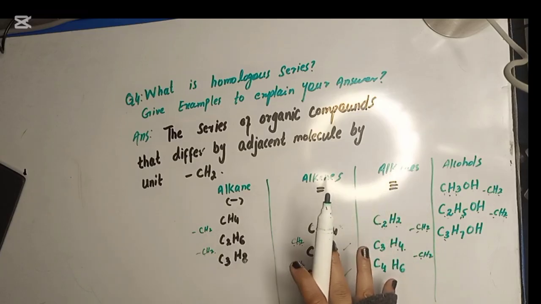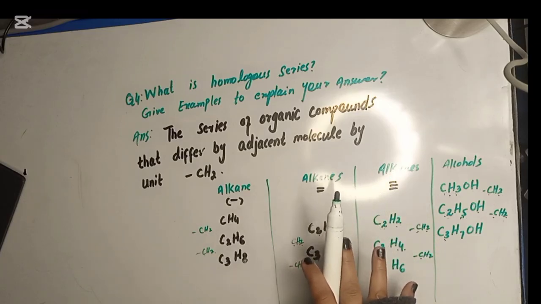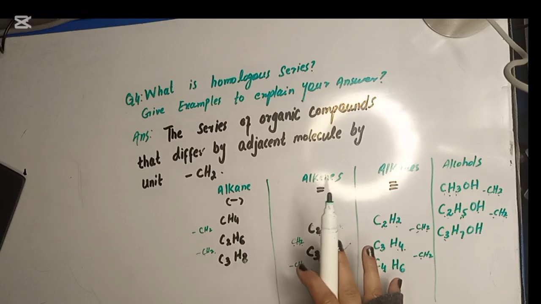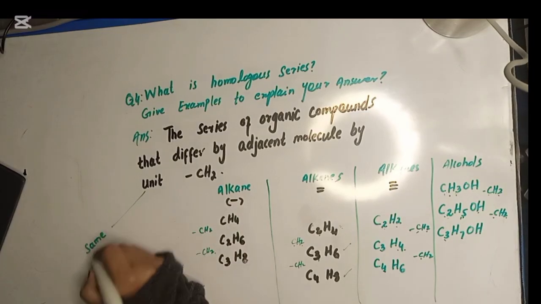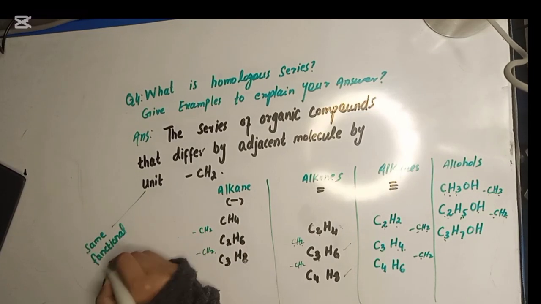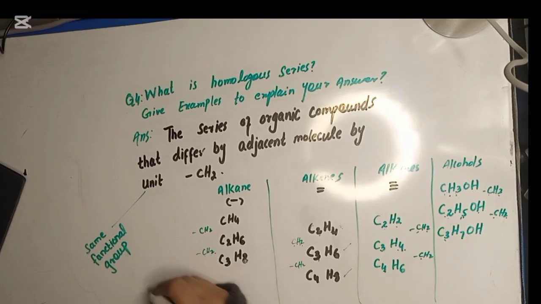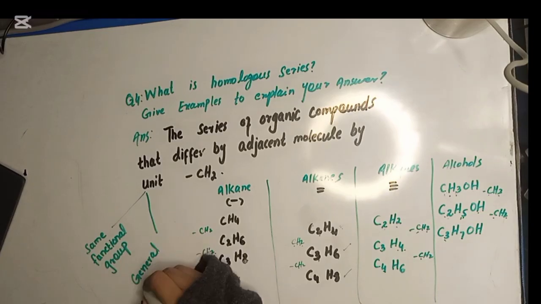Now, one question should be raised in your mind: what are the characteristics of homologous series? Next, we discuss the main points about the characteristics of homologous series. Number 1, in a homologous series the functional group should be the same. Number 2, the general formula should be the same.